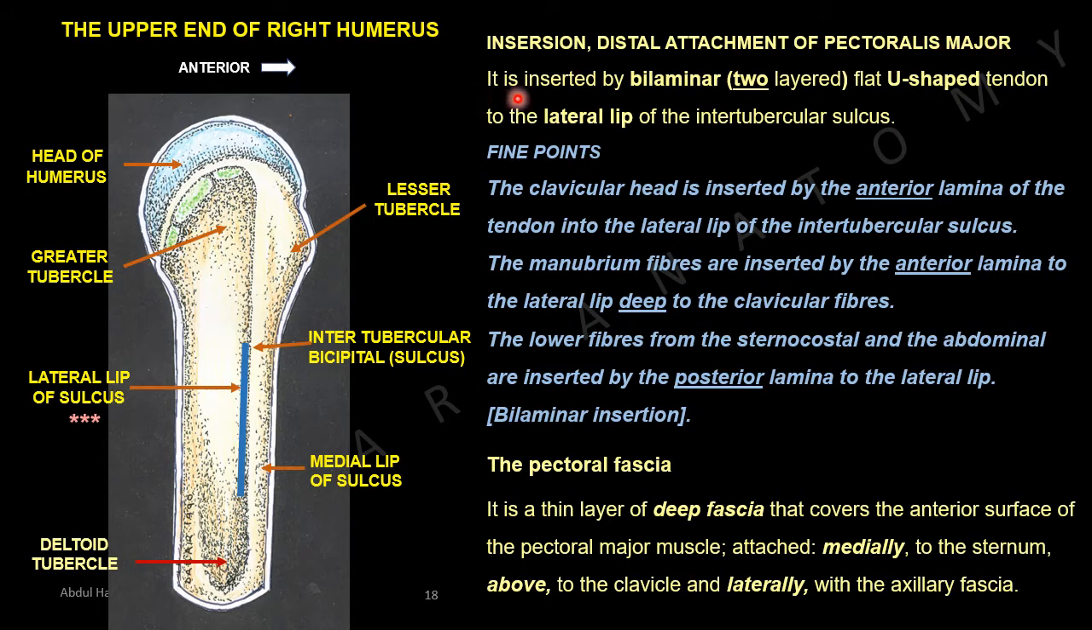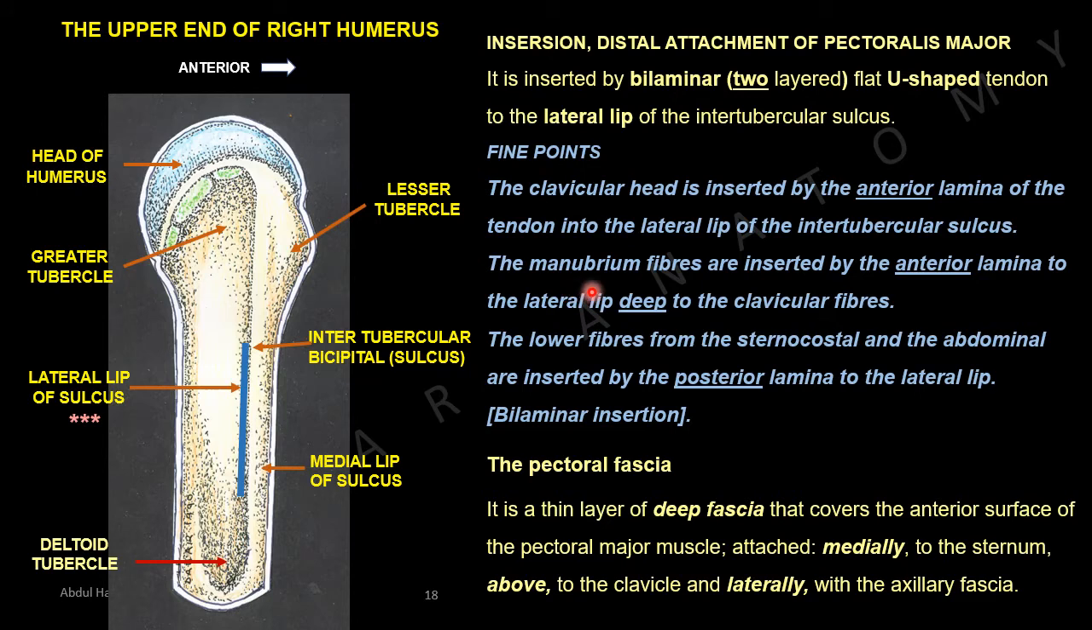Pectoralis major muscle is inserted by a bilaminar, that is a two-layered, flat U-shaped tendon, to the lateral lip of the intertubercular sulcus. Fine points. The clavicular head is inserted by the anterior lamina, the anterior layer of the tendon, into the lateral lip of the intertubercular sulcus.